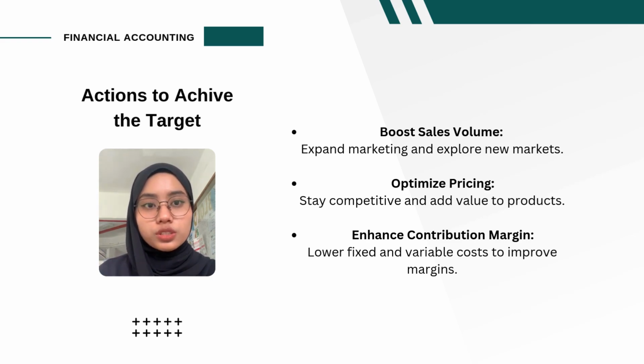Boost sales volume, like expand marketing efforts, reach out to new customers through targeted campaigns and innovative advertising. The second one is optimize pricing, like stay competitive by analyzing the pricing strategies of competitors to ensure the company remains attractive to customers. And lastly, enhance contribution margin. Focus on profitable products, prioritizing the sale of higher margin items.